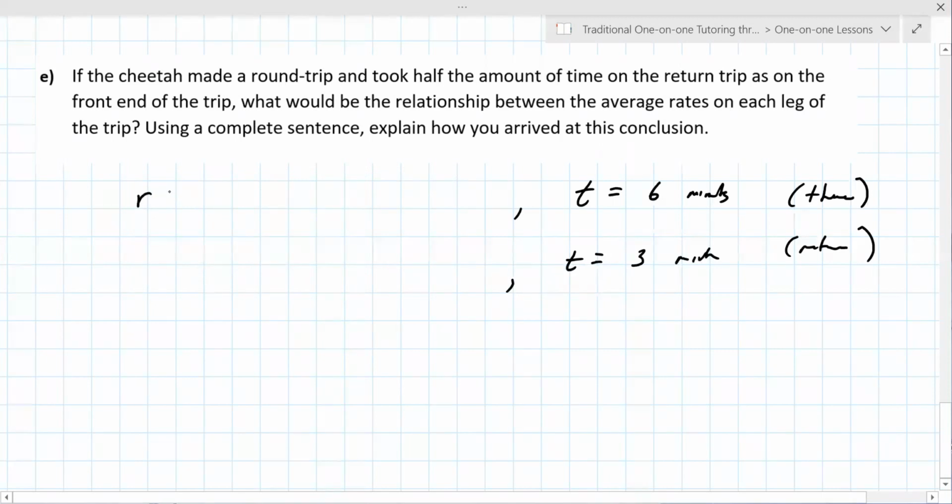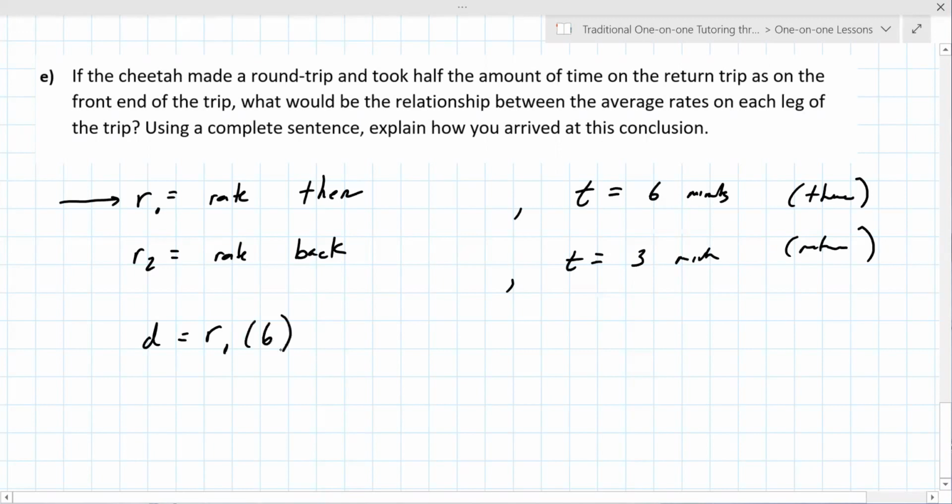Let's just call R1 your rate there, and R2 your rate back. So under the first scenario, the distance there is your rate there times 6 minutes. Do you agree with that? Okay. And then when you're going back, your rate back is R2 and your time is 3. You agree with that? It's R times T.